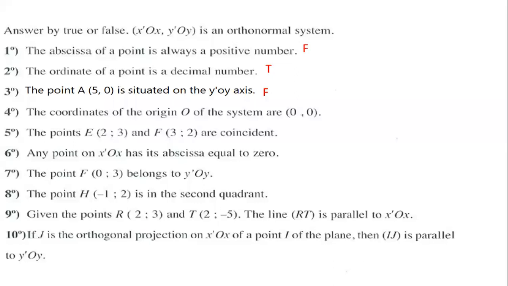The coordinates of the origin O of the system are 0, 0. True, because the origin of the axis, we always said, has coordinates 0, 0: abscissa 0 and ordinate 0, right? Right. Thank you, Line.